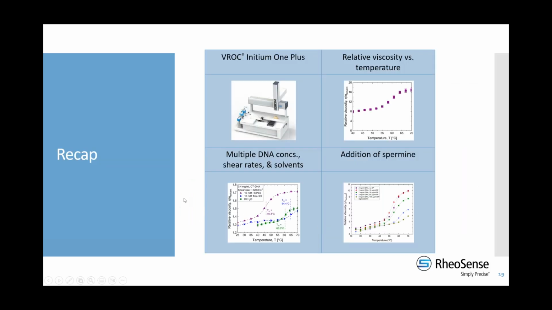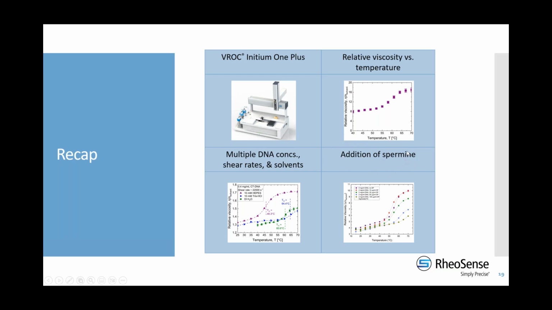So just to quickly summarize, before we go over the questions, I just wanted to highlight that we showed how we used VROC Initium 1+ to characterize the viscosity and melting temperature of DNA solutions. It allows us to perform temperature sweep experiments with high accuracy and reliability using a small sample volume. We varied the DNA concentration, shear rate, the solvent composition, and the presence of the condenser spermine.